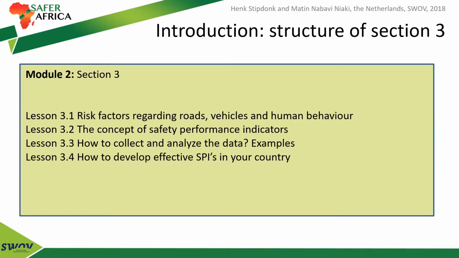This is the outline of today's lecture. In the first part, we will discuss risk factors associated with different aspects of travel, such as vehicles, infrastructure, and human behavior. In the second part, we explain the concepts of safety performance indicators, the definition, how they relate to risk factors, and how the concept works in practice.